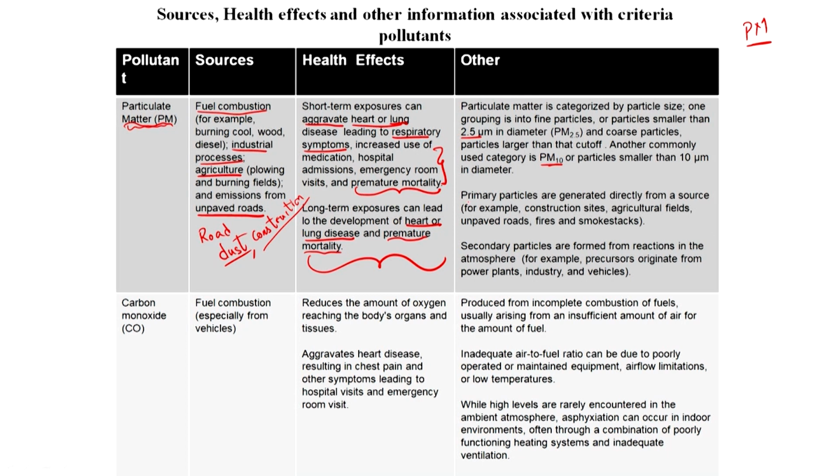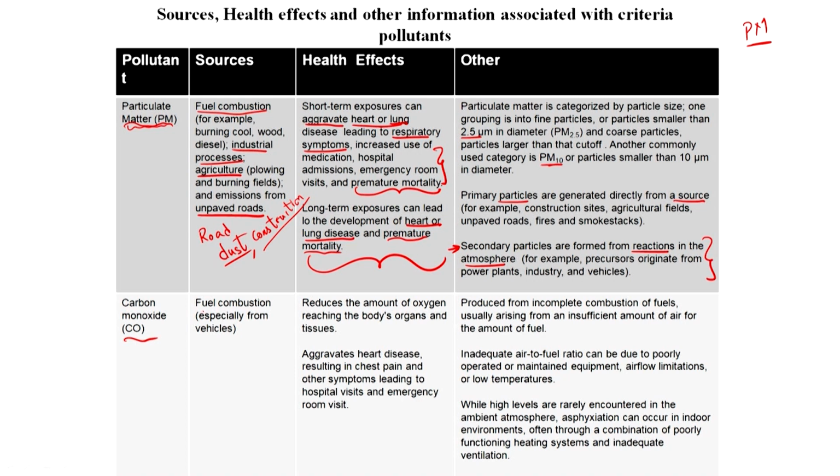So here one aspect is primary particles. Primary particles are generated directly from a source, but secondary particles are formed from reactions in the atmosphere. So that is something to keep in mind. It is not what is happening right at our level, but due to transport you are going to have relevant issues at a global level too, mostly due to these secondary particles.